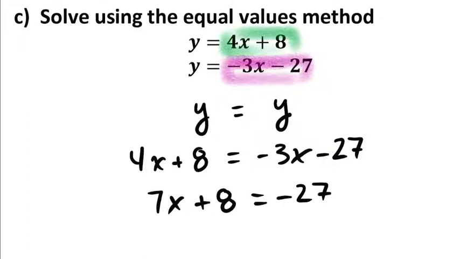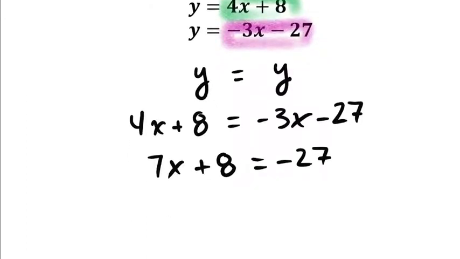Now, on each side of this, I'm going to subtract 8. If I have a negative 27 and I subtract another 8 from that, I get that this side is negative 35.